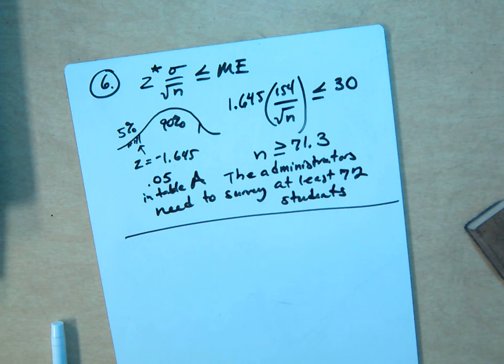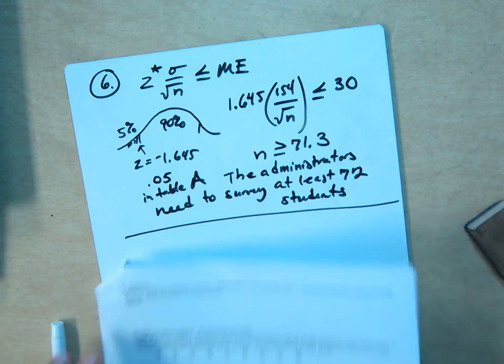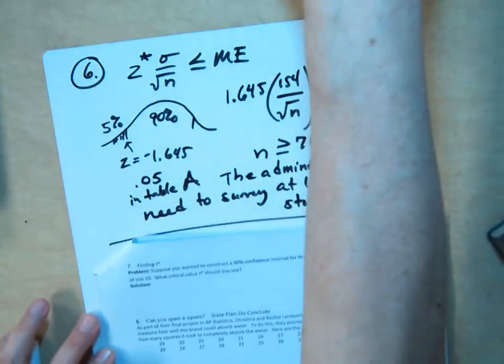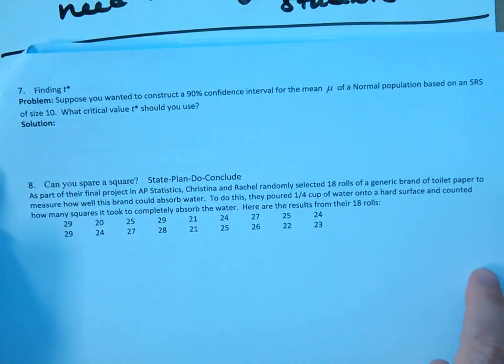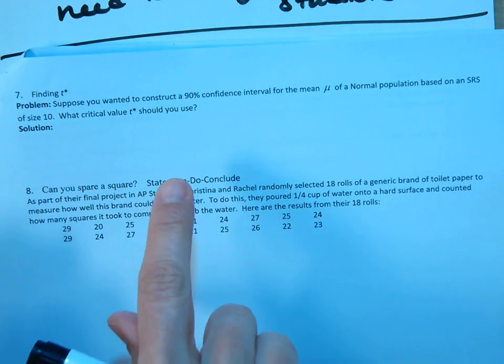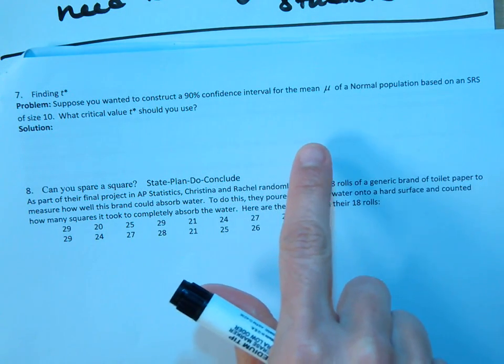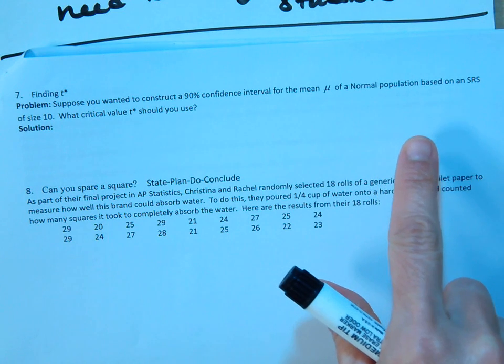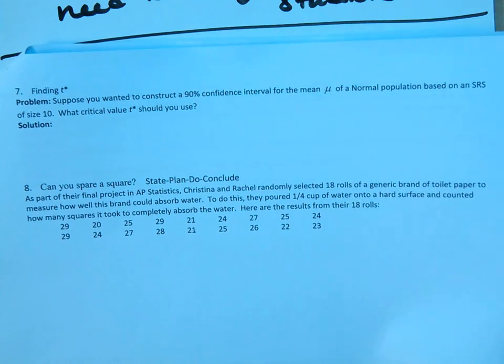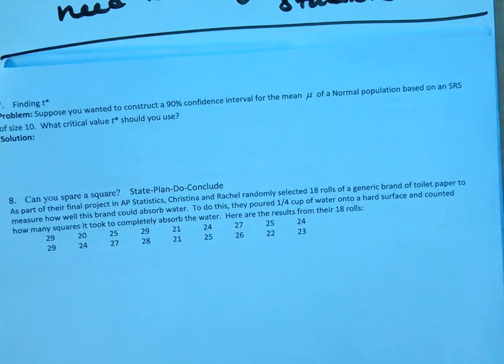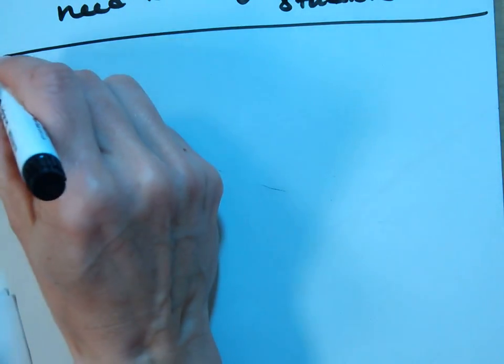Okay, so for 7, how do you find T star using table B is this question. So for 7 we have: assuming the conditions are met, suppose you want to construct a 90% confidence interval for the mean mu of a normal population based on a simple random sample of size 10. What critical value T star should you use? So this is how you do that for 7.